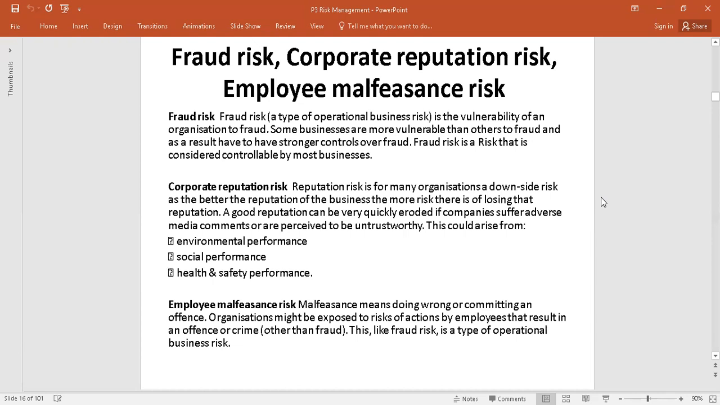So, some information that these products have a negative impact on the health of the consumers, suddenly the reputation gets affected, or they are not following the norms in terms of protecting the environment, or the way they take care of the external stakeholders, social performance. So these aspects can affect the corporate reputation risk.